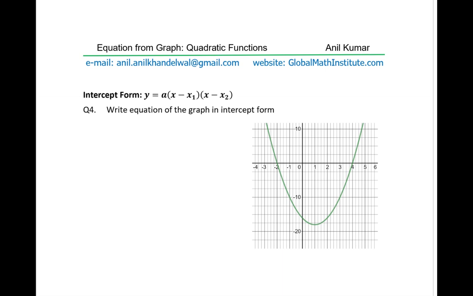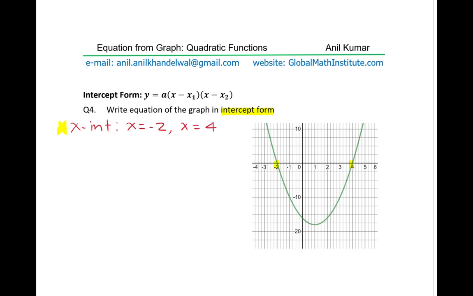I'd like you to pause the video, answer this question, and then look into my suggestions. In this case, we want you to write the equation of the parabola in intercept form. When I say intercept form, it means we need to find the x-intercepts, and then we should be writing the equation. Here there are two x-intercepts. One is at minus 2, the other one is at 4.